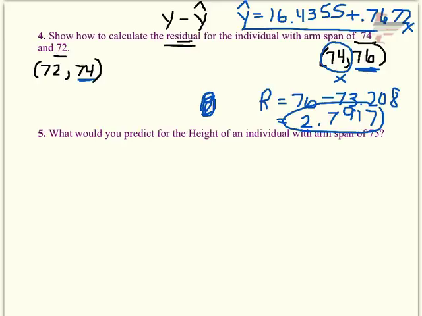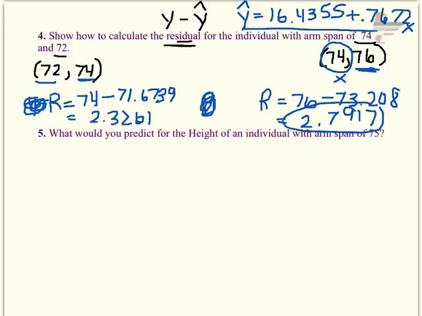For the other point over here, I'm going to put this 72 in for the x of my prediction equation. Then I'm going to take my observed y minus what I got from my predicted y. So my observed y is 74. And when I put 72 in for x, I got 71.6739. And that difference is 2.3261. And that point is also above my least squared regression line.